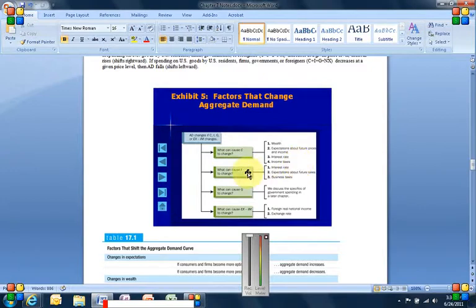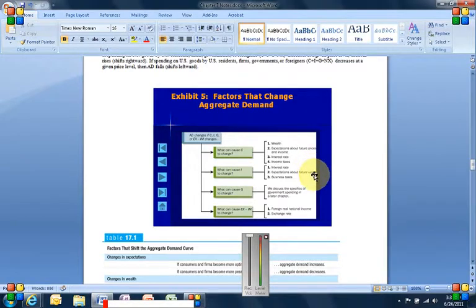Now let's focus in on firms and companies, the I in C plus I plus G plus NX. So a lot of the same things apply. If interest rates go up for loans that businesses would take, then they are going to invest less, and so AD shifts left. If interest rates decline, then more businesses can afford to take more loans in order to buy products and services. AD is going to shift to the right.